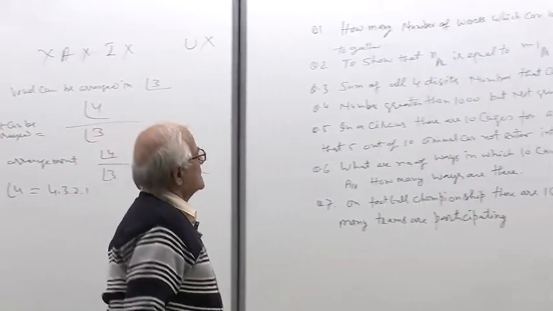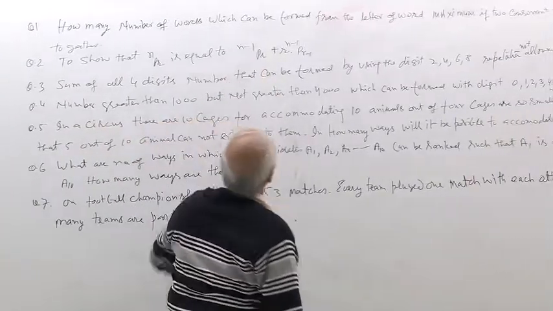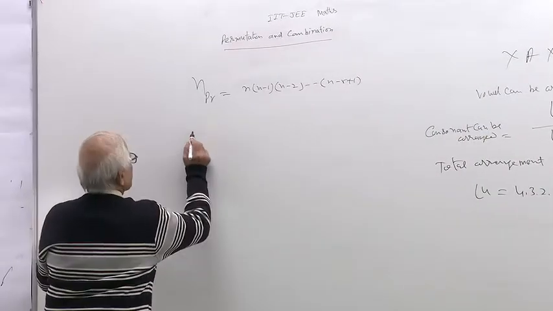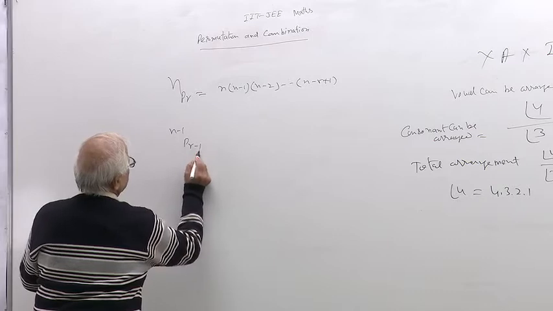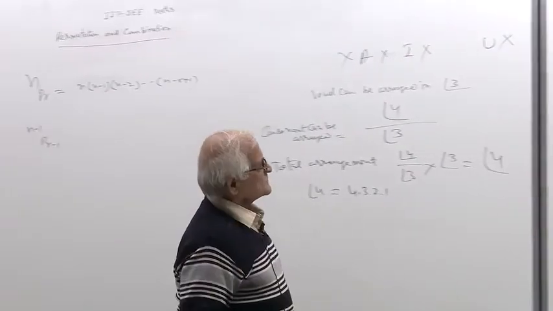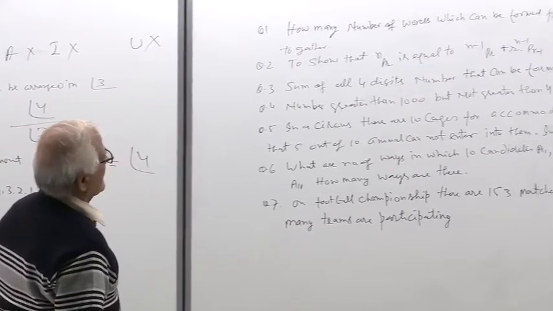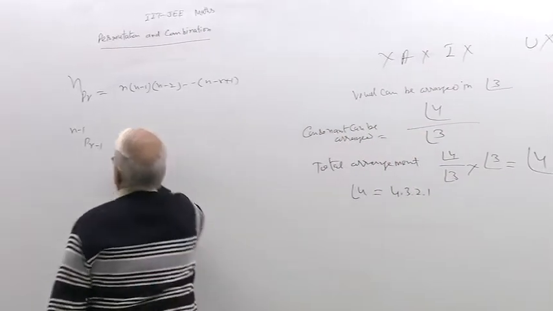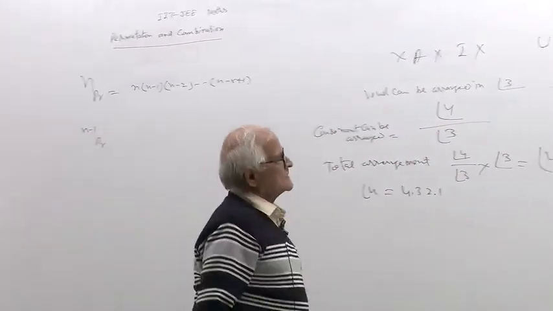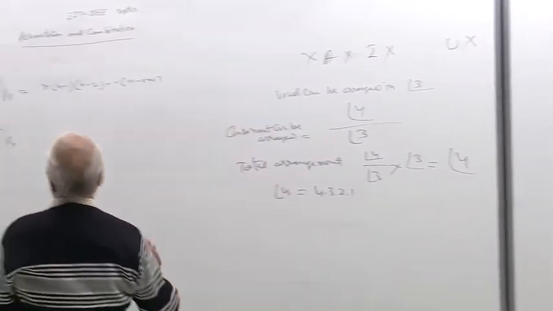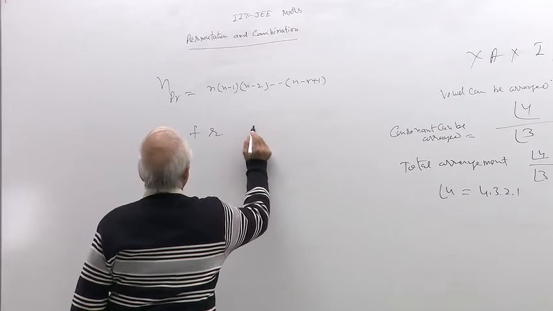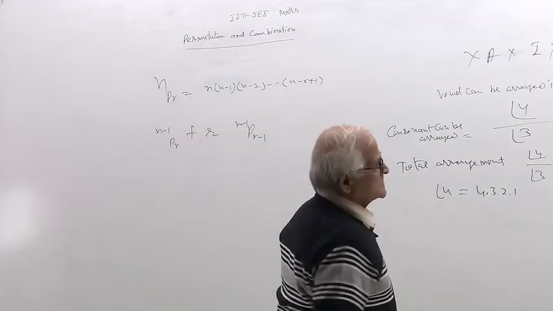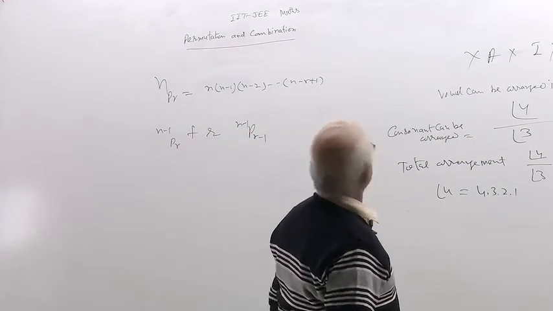Now we take the other side. This is (n minus 1)Pr, and (n minus 1)P(r minus 1). This is the right hand side: (n minus 1)Pr plus r into (n minus 1)P(r minus 1). Here r is given to us. We are given this, and we have to prove this is equal to nPr.